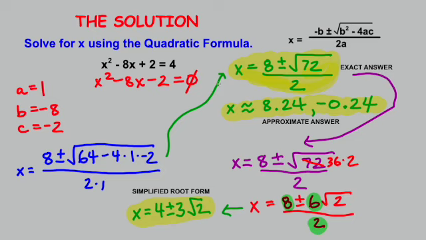And if you did this correctly, if you follow the arrow up here, you'll see that x equals 8 plus or minus the square root of 72 over 2. So that would be your exact answer. And then when I got my calculator out and took 8 plus square root 72, pressed enter, and then divided by 2, I got 8.24, and then when I did the same thing but with a minus, I got negative 0.24. And that would be what's called your approximate answer.